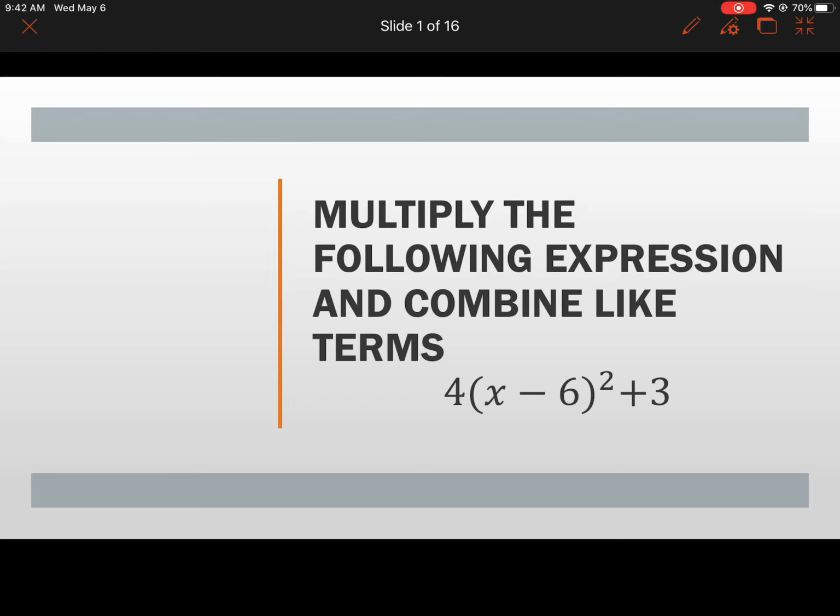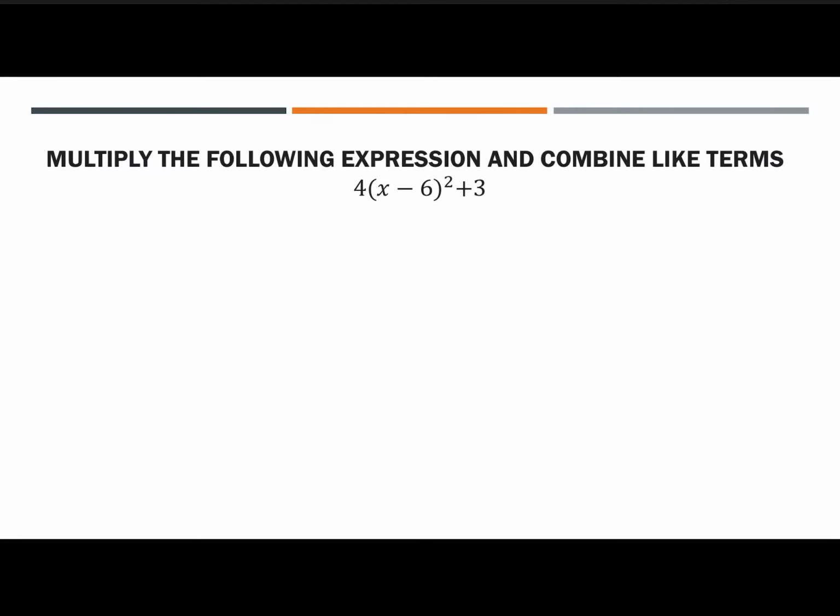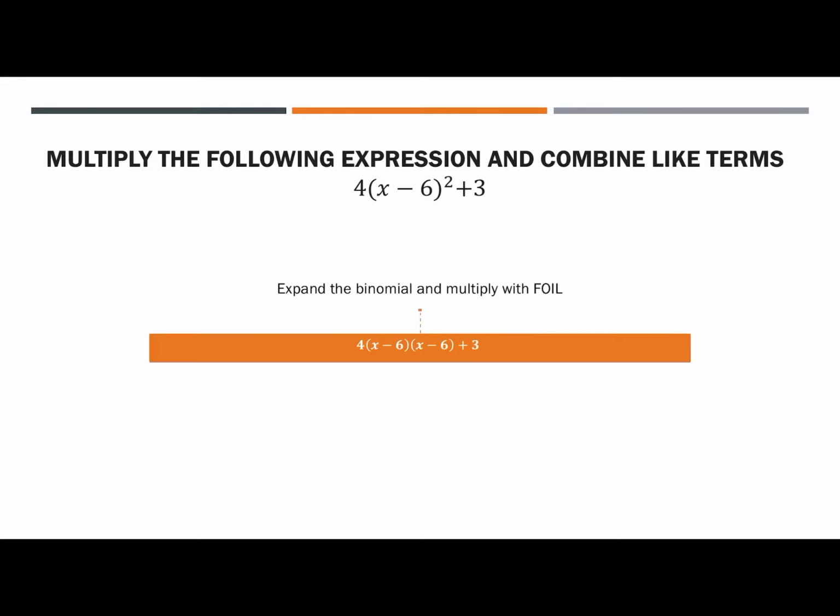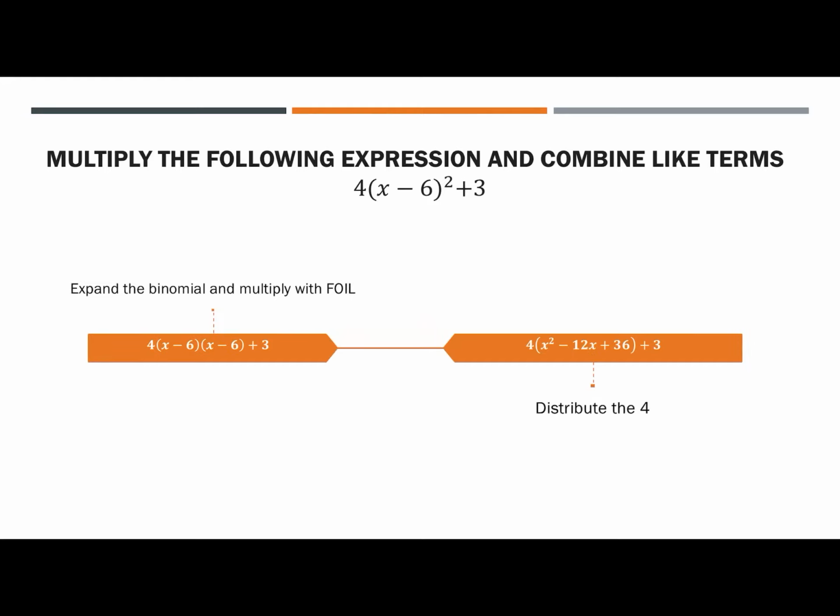Okay, so pause this and go through that and try to come up with a simplified version of this if you were to multiply everything out. All right, so hopefully the first thing you did was to take that x minus 6 squared, because it's an exponent, you had to do it first, and multiply that out, or just expand it out. And then use FOIL, right, to multiply x minus 6 times x minus 6, which should get you an x squared minus 12x plus 36.